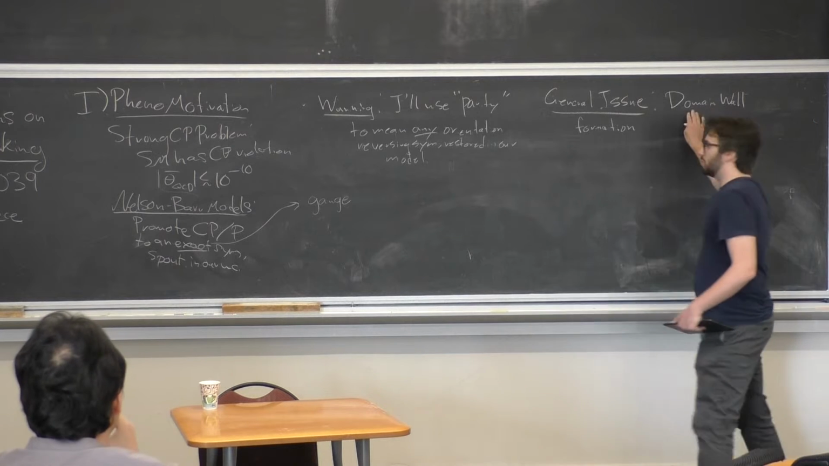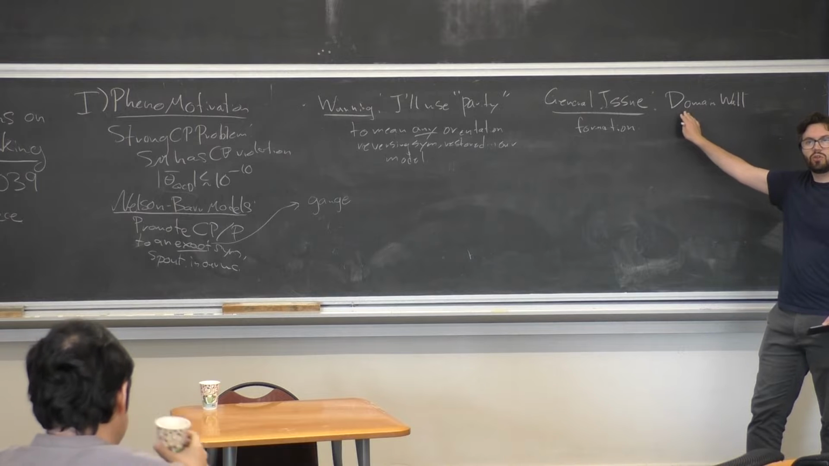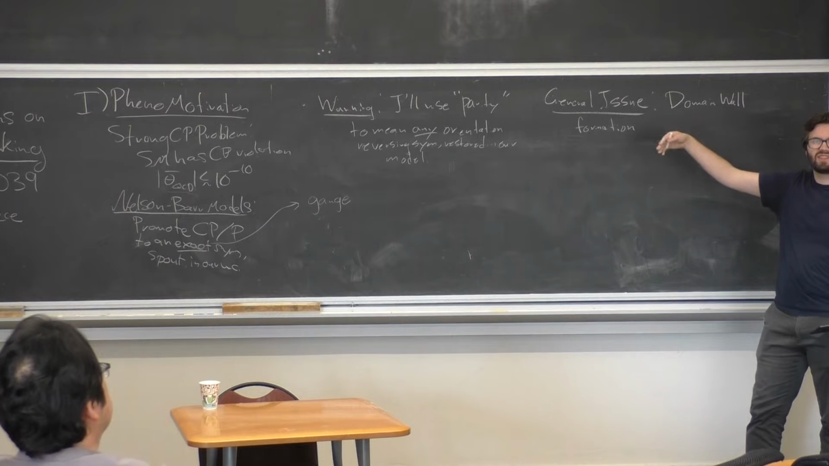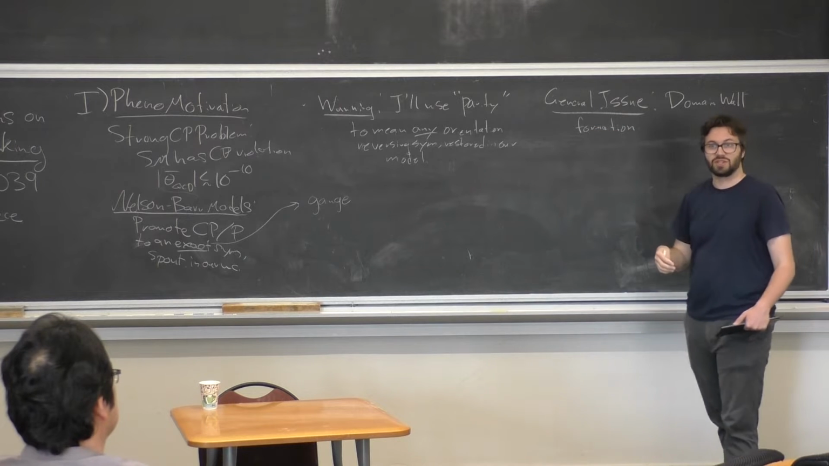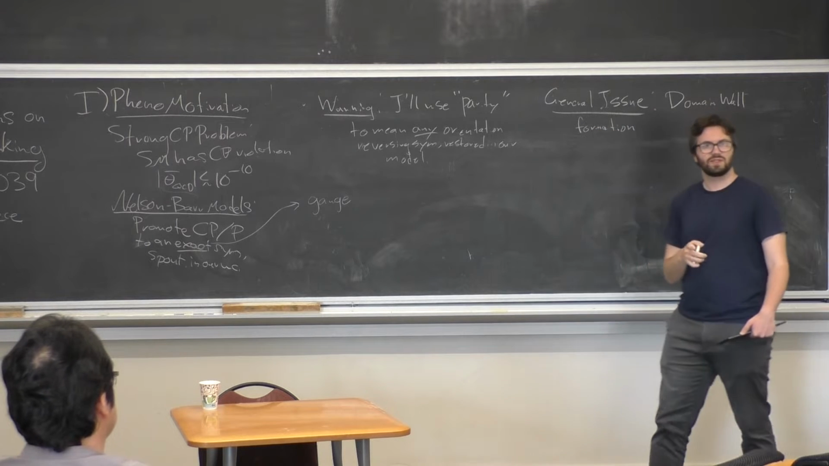I'm going to be talking about this domain wall issue, and the domain wall issue could only possibly be dealt with if it were gauge. We'll see that even gauge doesn't deal with it, but for a global symmetry, it would be even worse. Any other questions?